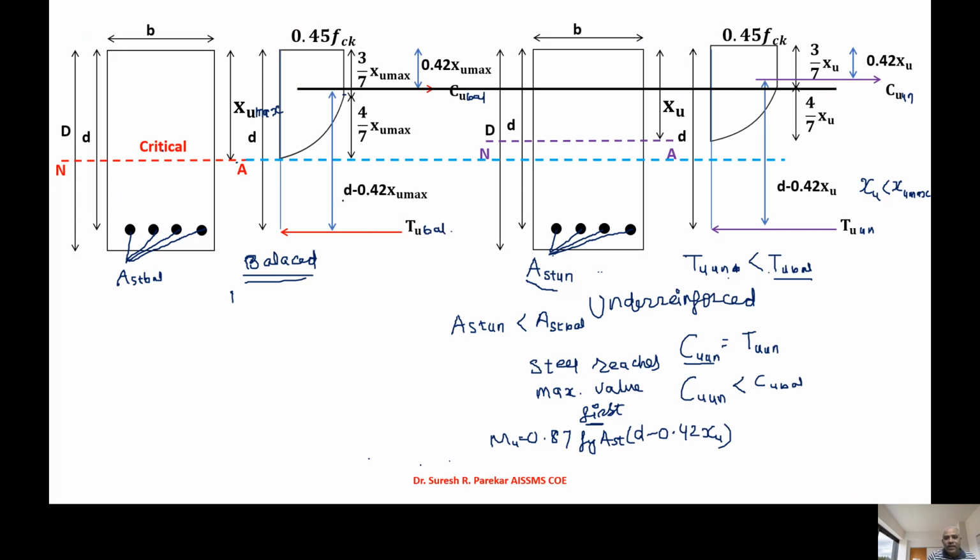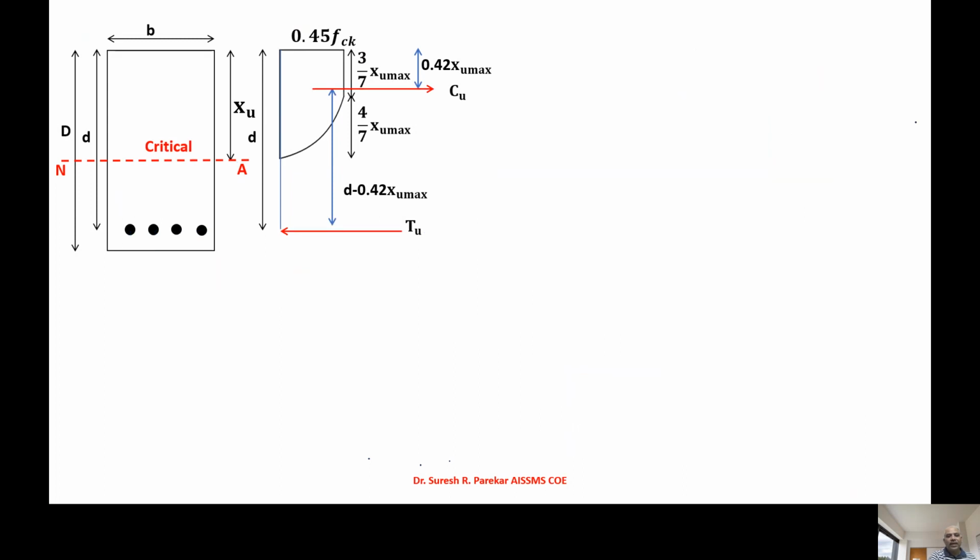So now here you can see our Cu also shifted upward, and then we are going to get this as Cu under reinforced, which gives you less than Cu balanced. Then we have the second, which is again the balanced section, and so this we have as Ast balanced. So this is for the balanced section.